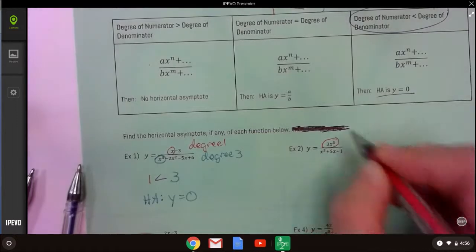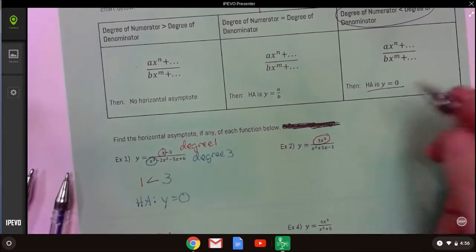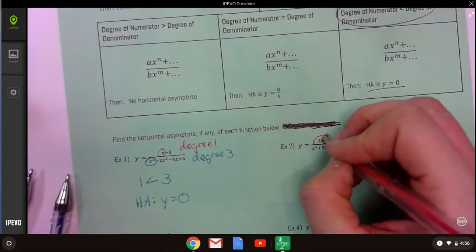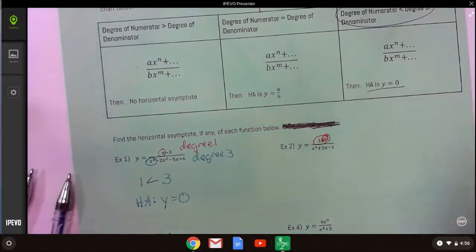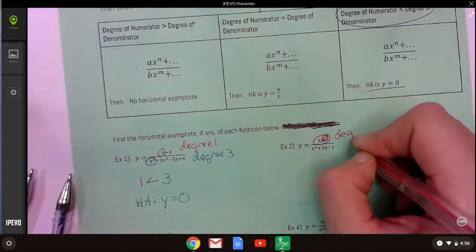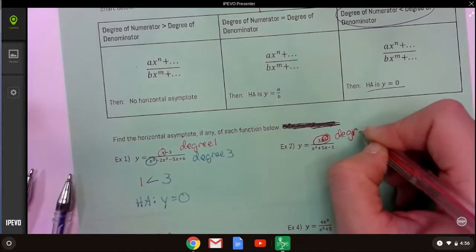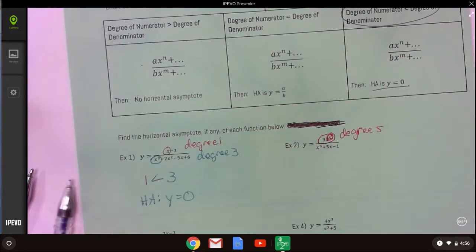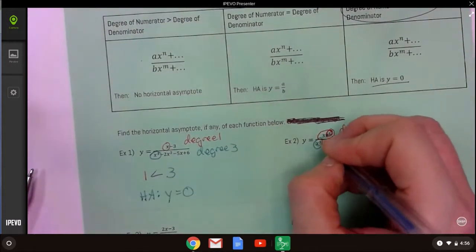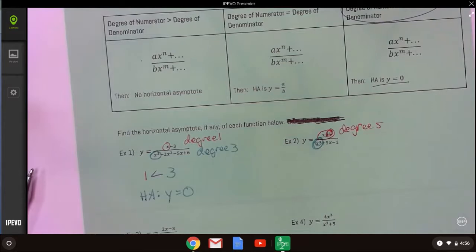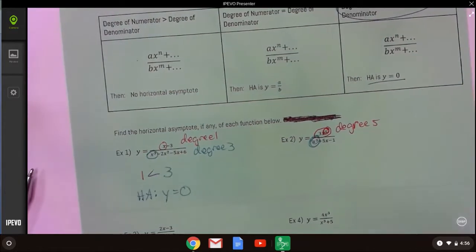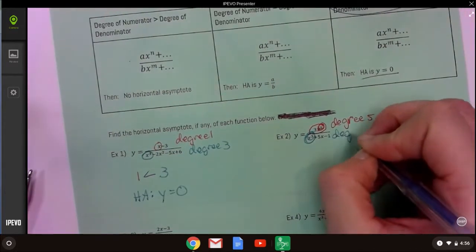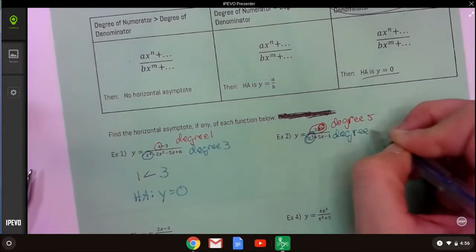So see if you can figure out what degree is the top. And hopefully you said it's degree 5, because the only exponent is 5. Degree 5. And the denominator, go ahead and see if you can figure out the degree there. And I hope you said degree 3, because that is the biggest exponent, or biggest power of x.